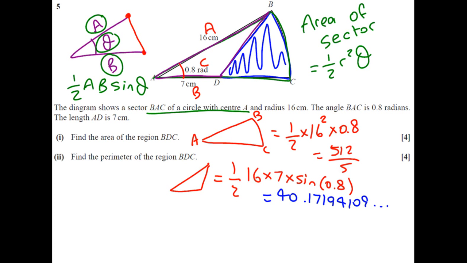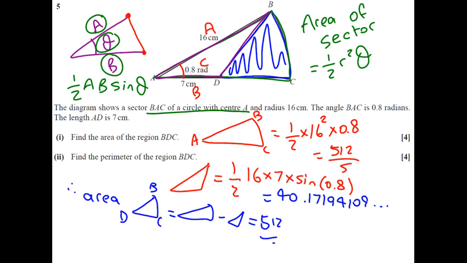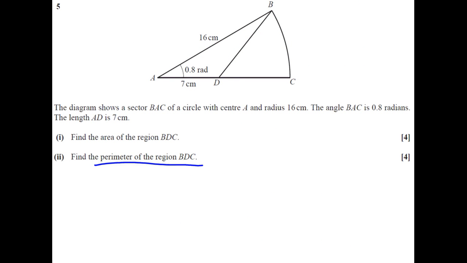Okay. So now we're going to do the subtraction. Area DBC equals the sector minus the triangle. Okay, so 512 over 5, take away that. So 512 over 5 minus answer, 62.3, and it's centimeters squared. We're talking about area here. Okay, first part done. Second part, find the perimeter of a region BDC.